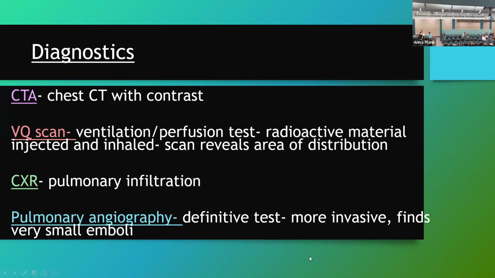If for some reason they cannot do the contrast, we can do what's called a VQ scan, which is a ventilation perfusion scan where they inhale the radioactive isotope and they do a scan. The chest x-ray sometimes can show evidence of the PE, it won't actually show it, but it can show some different changes that we know with it. And then there's pulmonary angiography. This is like the cath lab for your lungs, right? Instead of going to the heart, we're going to go into the pulmonary vasculature.